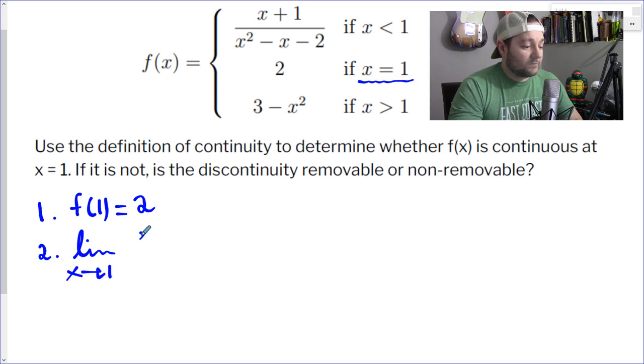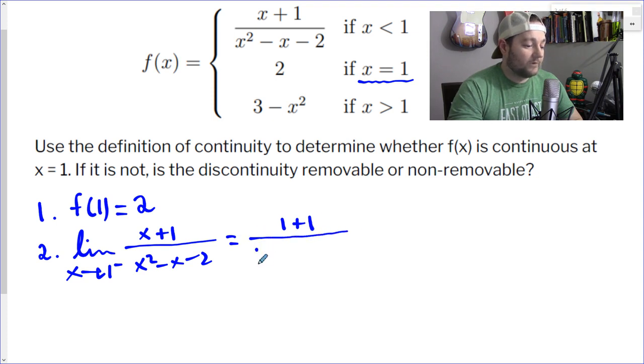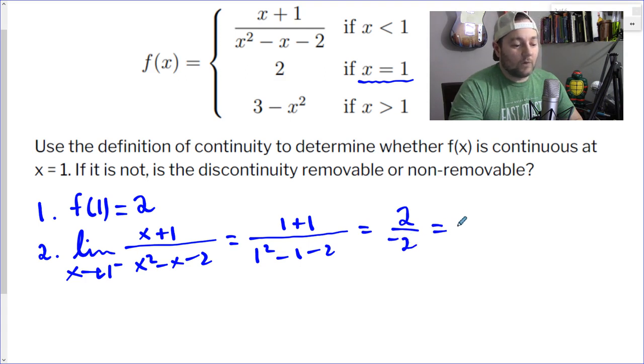And I've got x plus 1 for my left-hand side limit. Left-hand side means I put that little tiny negative right there. Then I've got x squared minus x minus 2. So I'll just sub 1 into this and see what happens. 1 plus 1 all over 1 squared minus 1 minus 2. On top I get 2. On the bottom I've got 1 minus 1, which is nothing, and then divided by negative 2, which is negative 1. So the left-hand limit exists.